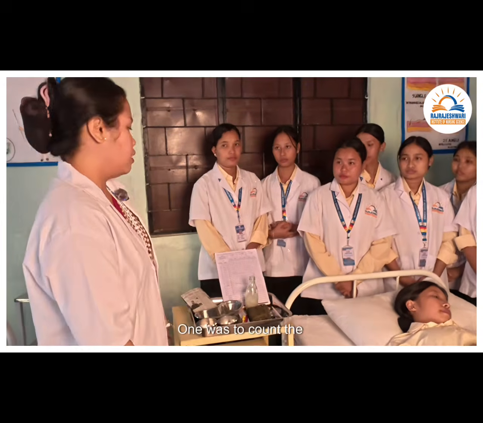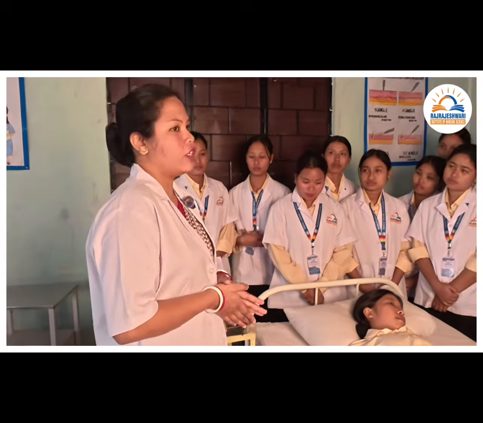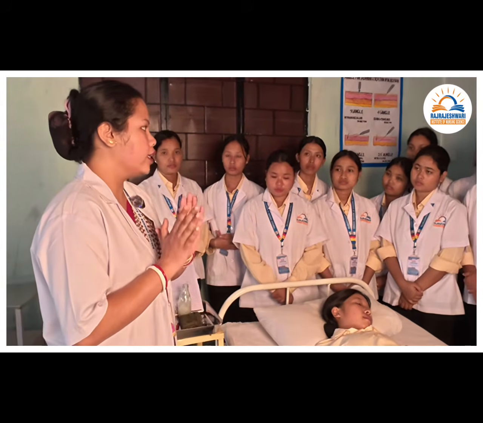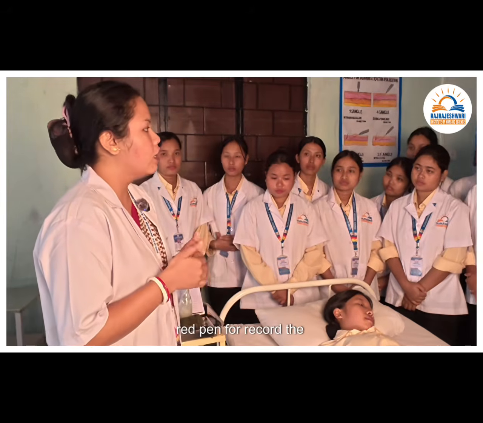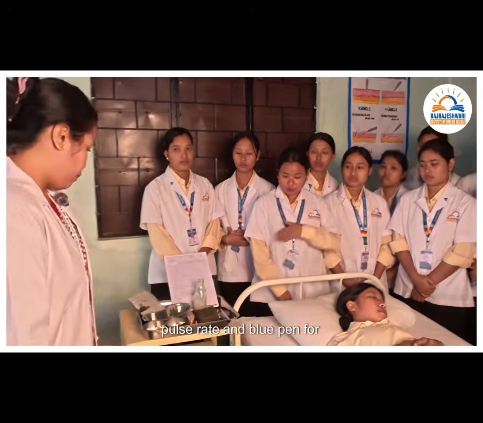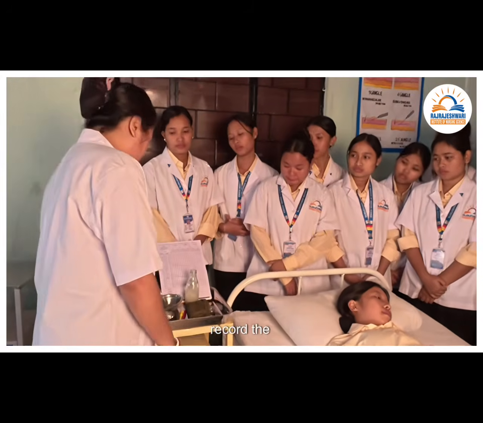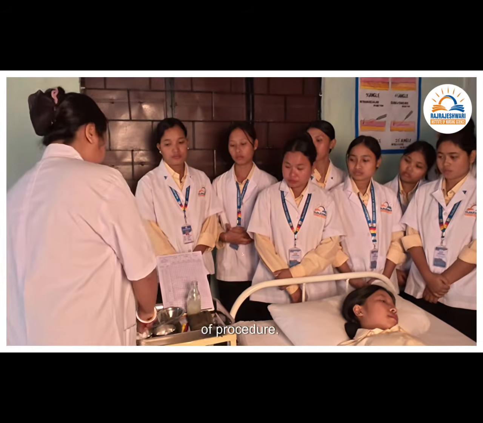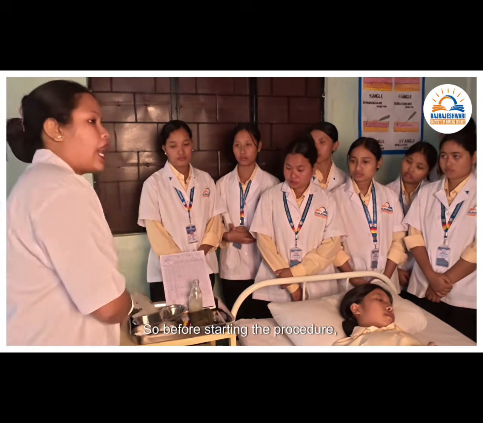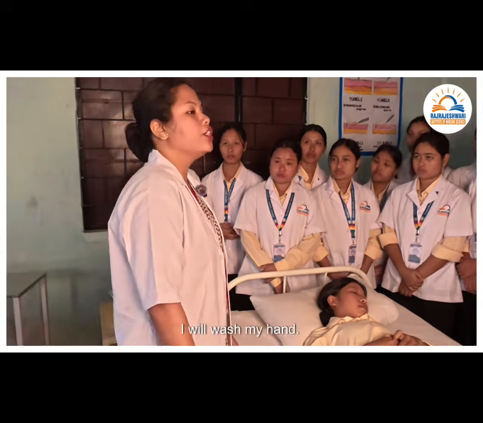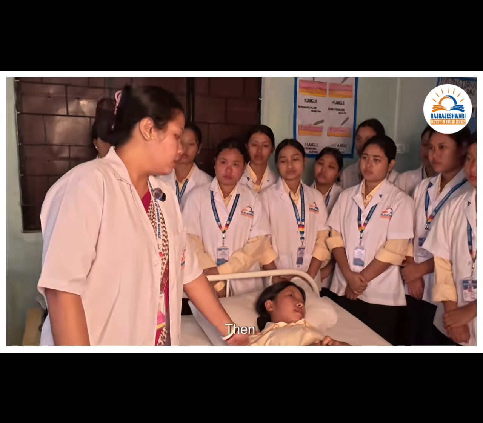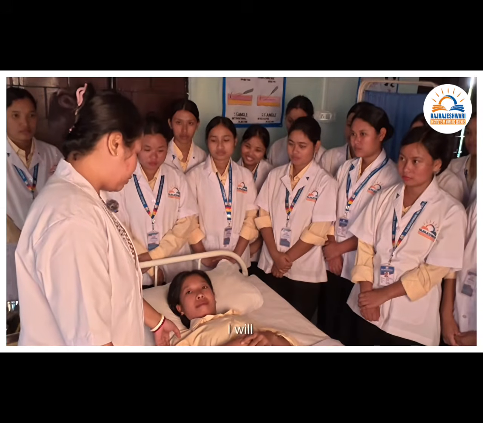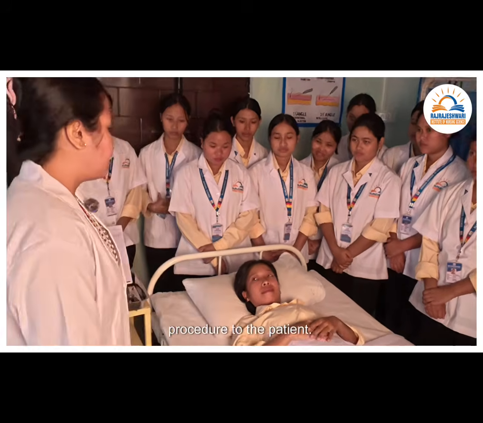One watch to count the respiration and pulse. Two pens: a red pen to record the pulse rate and a blue pen to record the temperature and respiration. Steps of the procedure. Before starting the procedure, I will wash my hands. Then I start the procedure. I will explain the procedure to the patient.